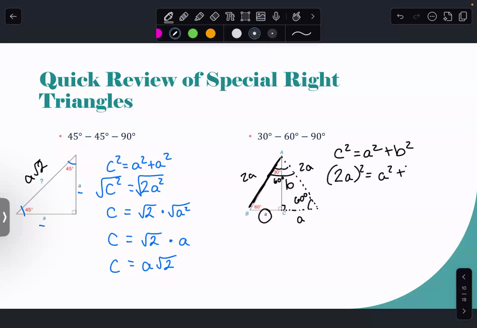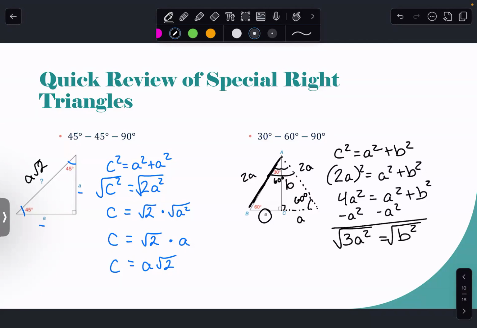Now I have a nice little problem to work out. I have some variables I can combine and some squaring. First of all, 2a squared will be 4a squared, equals a squared plus b squared. Let's combine the a squared terms, leaving us with 3a squared. Oh, and I think this b was still squared. Now I need to take the square root of each side. Same idea as before, I can split that square root of 3 and that a squared up. The square root of a squared is just a, and the square root of 3 is equal to b. Huh.